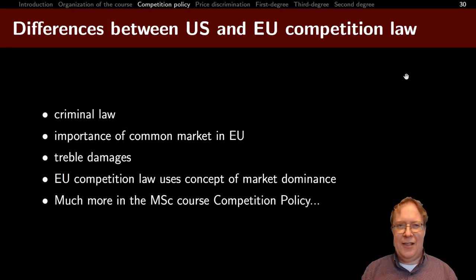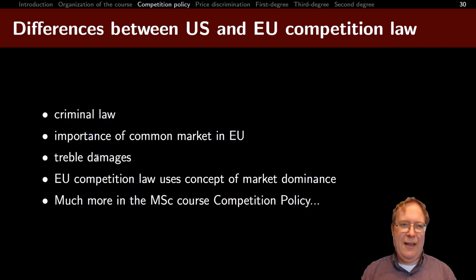A couple of key differences between the EU and the US. In the US, criminal law is also involved. So if you form a cartel, then in the US, you can actually go to jail for that. The common market, so free competition between the member states, is an important element of competition policy in the EU.